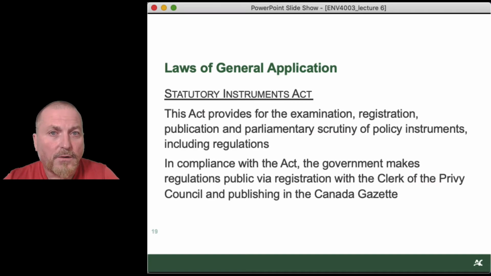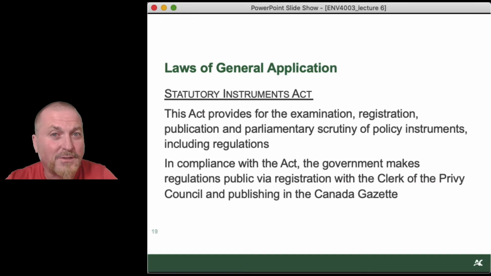Then there's the Statutory Instruments Act, okay? This act provides for the examination, registration, publication, and parliamentary scrutiny of policy instruments. In other words, this is how the Statutory Instruments Act defines policy instruments and defines how in the process of government they must be developed, okay? So the government makes regulations public via registration with the Clerk of the Privy Council and publishing in the Canada Gazette as one example.